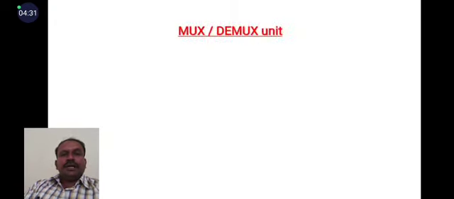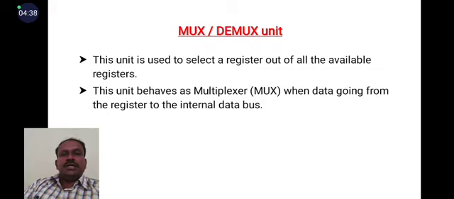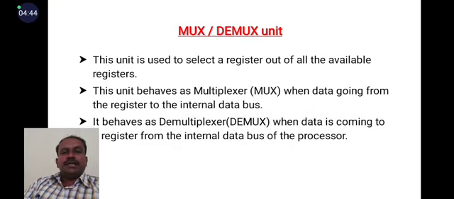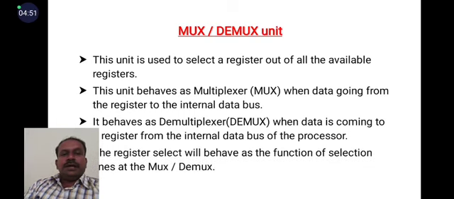The next component is the multiplexer and demux unit. This unit is used to select a register out of all the available registers. This unit behaves as a multiplexer when data is going from a register to the internal data bus, and as a demux when the data is coming to a register from the internal data bus of the processor. The register select performs the function of either mux or demux.